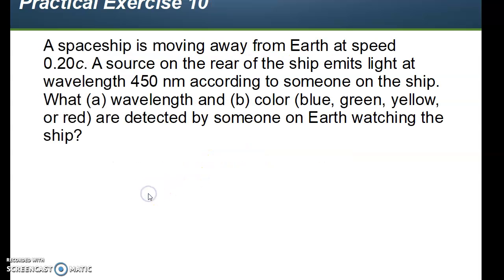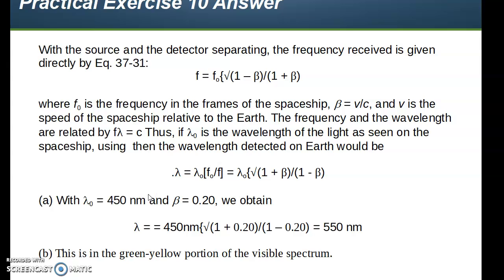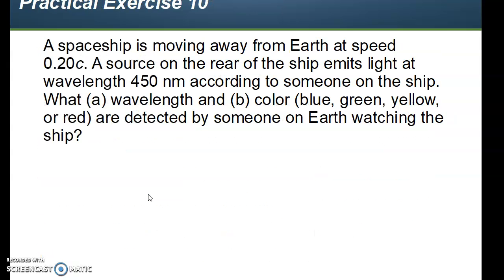Okay. Now, next one. A spaceship is moving away from Earth at speed 0.2 times the speed of light. A source on the rear of the ship emits a light at wavelength 450 nanometers, according to someone on the ship. In other words, someone who's not colorblind. What is the wavelength and color, blue, green, or yellow, or red, as detected by someone on Earth watching the ship?